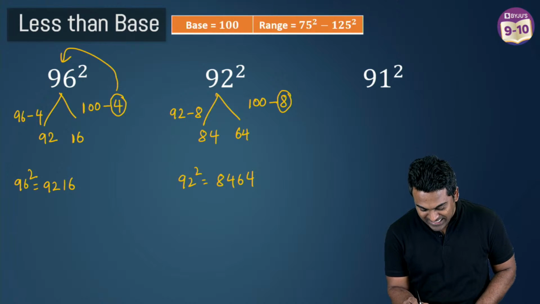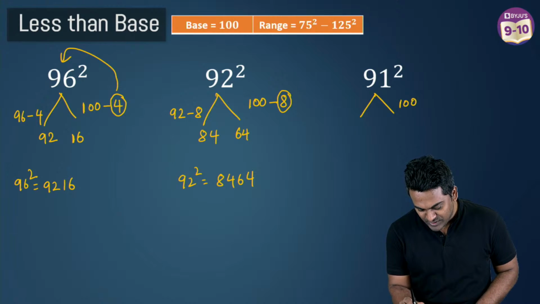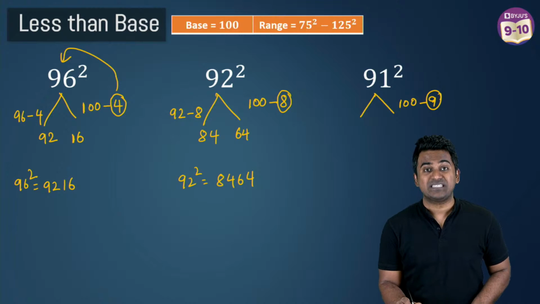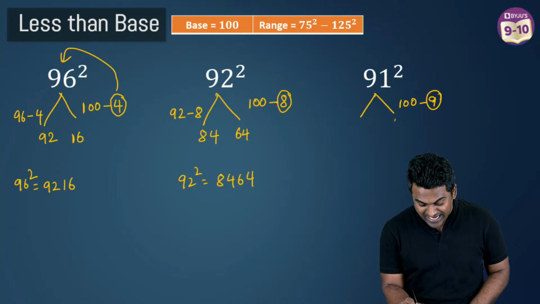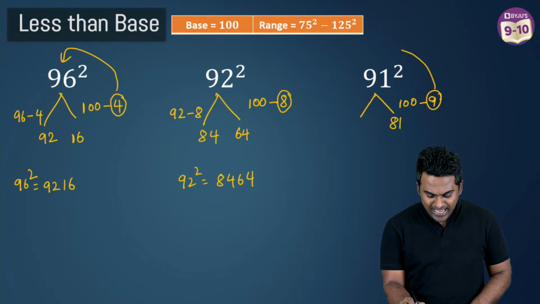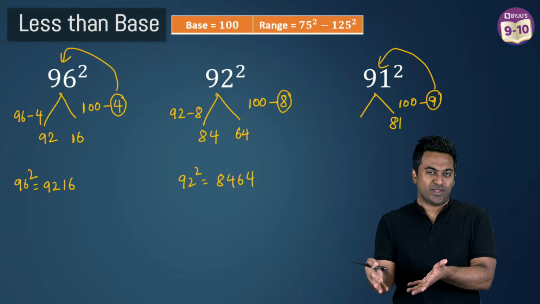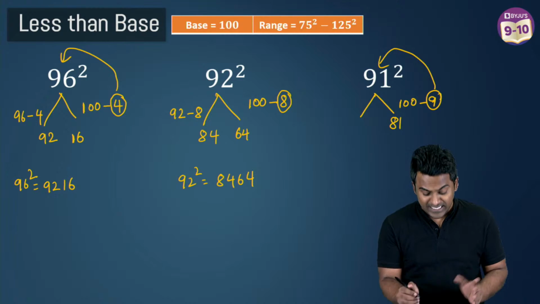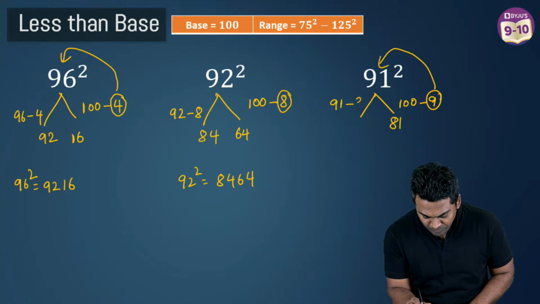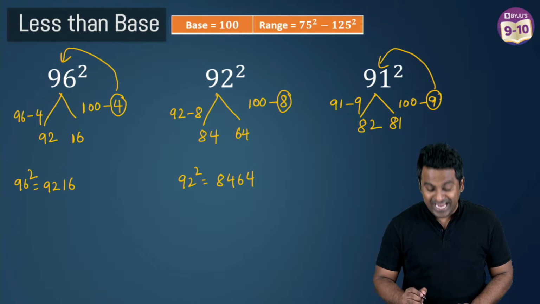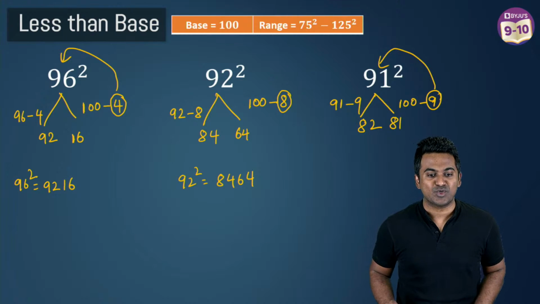Okay, so you guys are getting this through now, and let's go ahead and crack up the last one now. So 91 square, same method. This is going to be 100 minus 9. First step, we will figure out the square of 9, and that's going to be 81. And as we subtracted on the right hand side, we're going to subtract on the left hand side as well. So this is going to be 91 minus 9, giving me 82. Well done. 8,281.